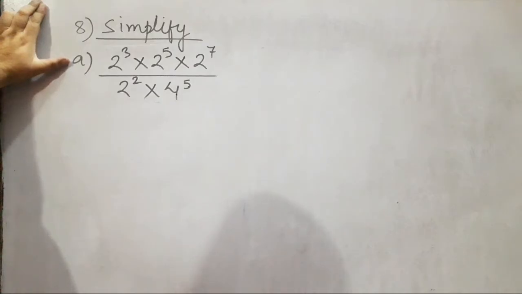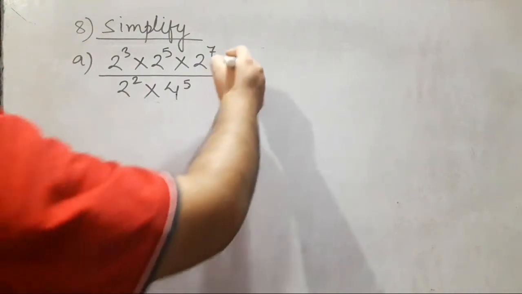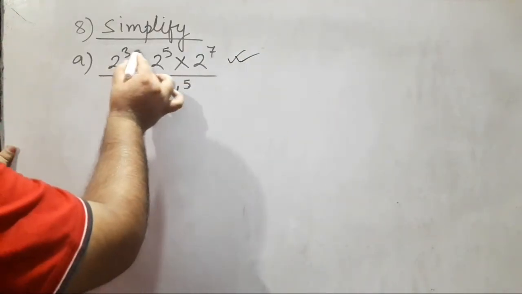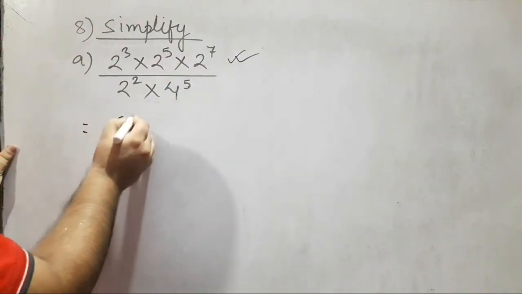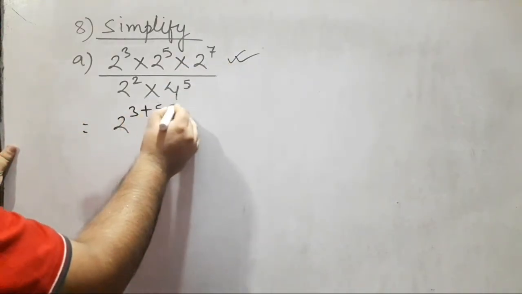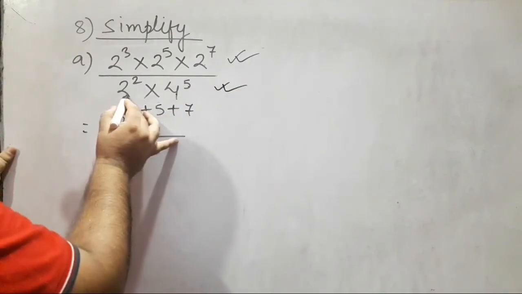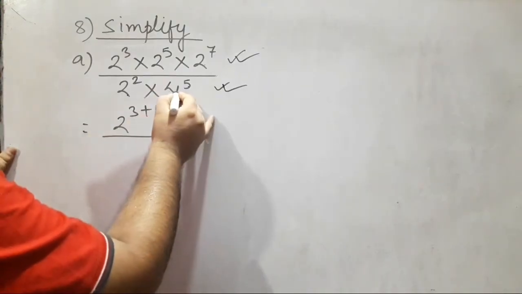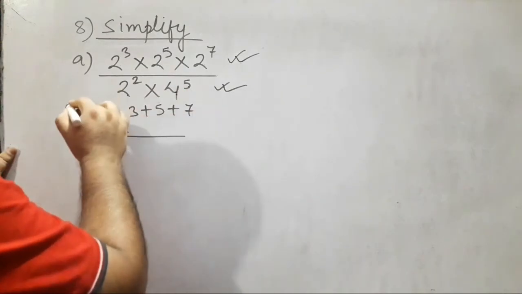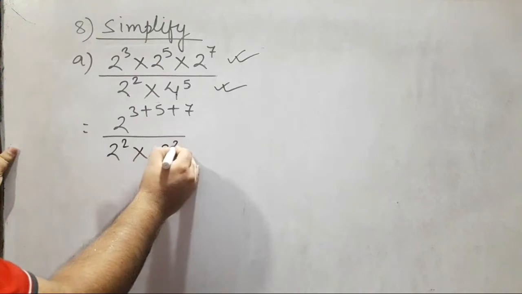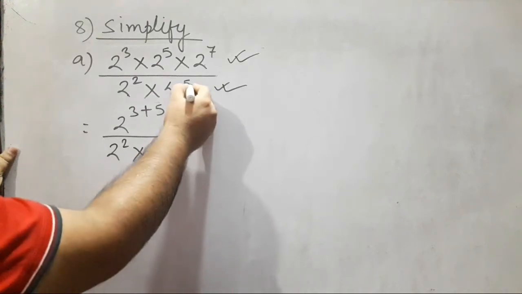A. 2 power 3 into 2 power 5 into 2 power 7 by 2 power 2 into 4 power 5. Let's see in the upper portion. In the upper portion, the bases are same, so we can add the power. 2 power 3 plus 5 plus 7 by. But in the denominator, the bases are different. But I can convert this base 4 into the base 2. So 2 power 2 into 4 can be written as 2 power 2 bracket, there is power 5 also.